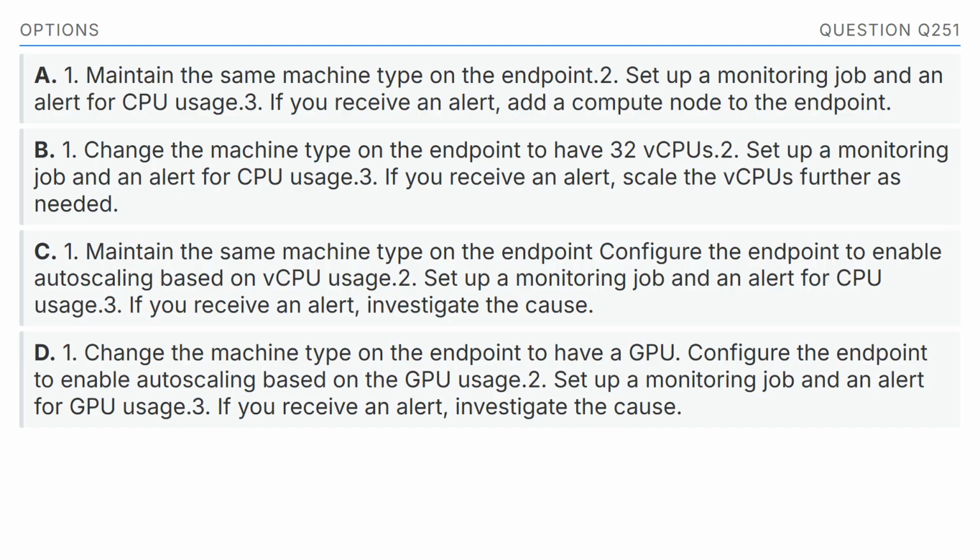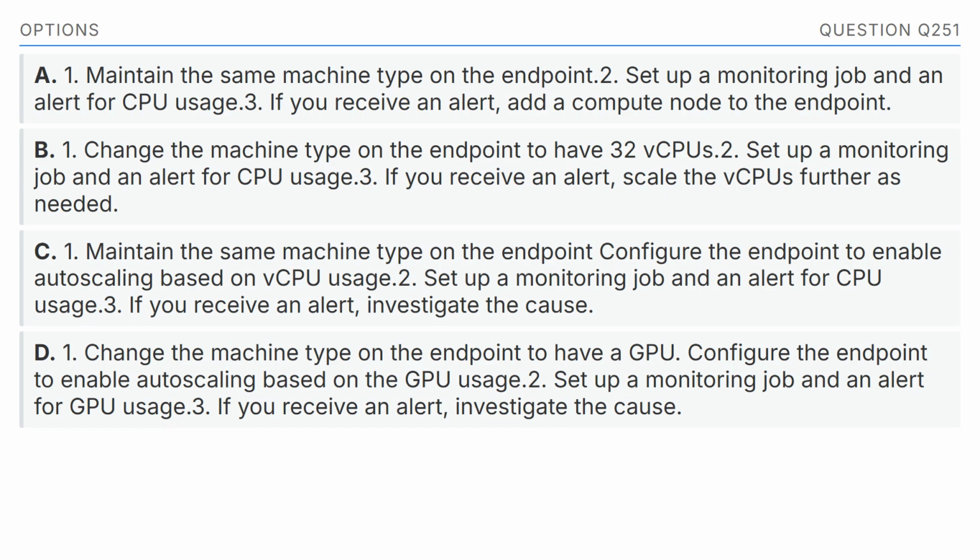Option C. 1. Maintain the same machine type on the endpoint. Configure the endpoint to enable autoscaling based on vCPU usage. Point 2. Set up a monitoring job and an alert for CPU usage. Point 3. If you receive an alert, investigate the cause.